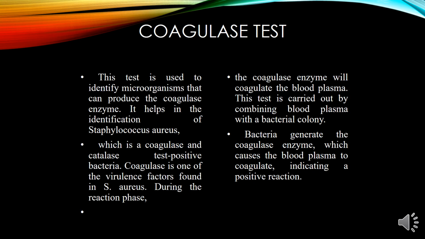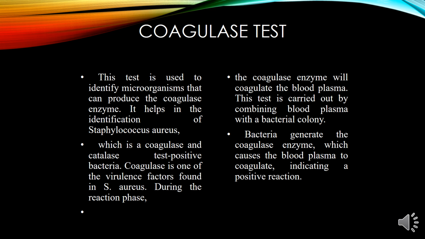Next is coagulase. This is used to identify microorganisms that can produce the coagulase enzyme, which is helpful in the identification of Staphylococcus aureus from other coagulase-negative staphylococci. Okay, so what is the new name of the other CONS? Can you say what is the other name of CONS? It is SOSA, Staphylococcus other than Staphylococcus aureus. Okay, this is a new nomenclature.